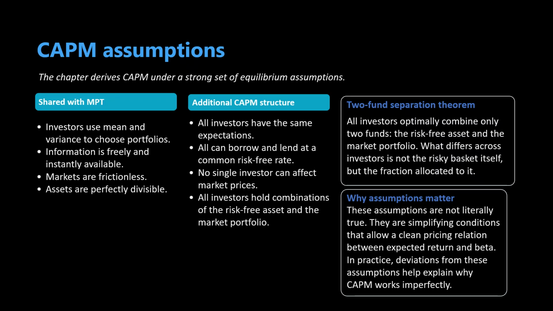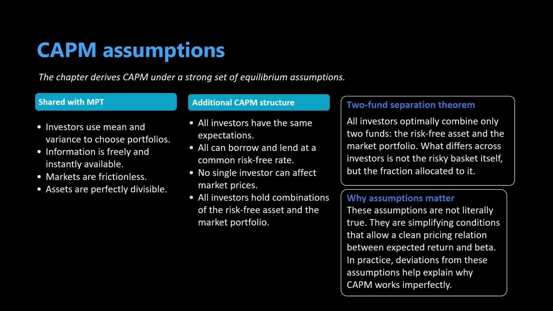From these assumptions, CAPM derives an elegant result known as the two-fund separation theorem. According to this, every investor optimally combines only two funds, the risk-free asset and the market portfolio. What differs across investors is not the composition of the risky portfolio, but simply the fraction of wealth allocated to it. A more risk-averse investor holds more of the risk-free asset. A less risk-averse investor holds more of the market portfolio, or even levers up by borrowing at the risk-free rate.